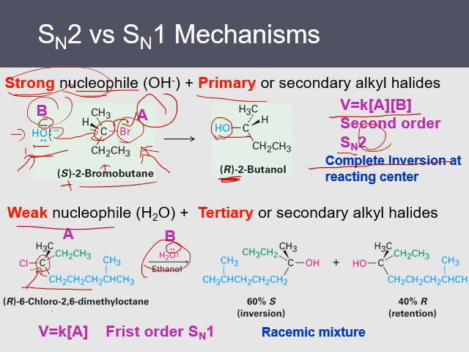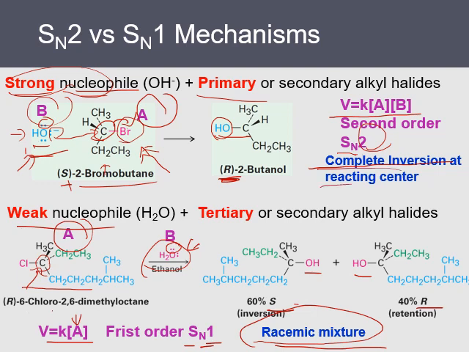If we combine these two together, the product is also an alcohol, but it is a mixture of S configuration and R configuration in almost equal amounts. It is a racemic mixture. The reaction rate depends only on the alkyl halide, not on water molecules. So the rate law is first order, depending only on the alkyl halide, and the reaction is called SN1. The important feature of SN1 is that you make a racemic mixture instead of the complete inversion of the reacting center seen in SN2. An SN1 reaction usually happens when you have a weak nucleophile such as water and a crowded alkyl halide such as a tertiary or sometimes secondary alkyl halide.